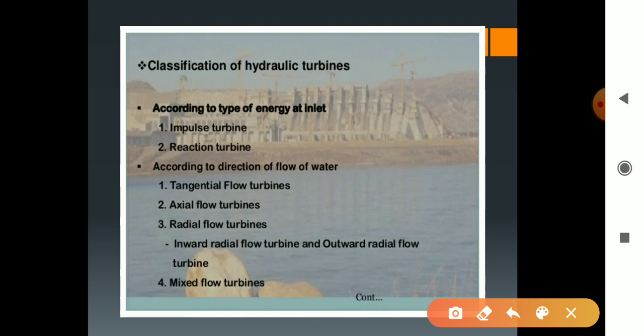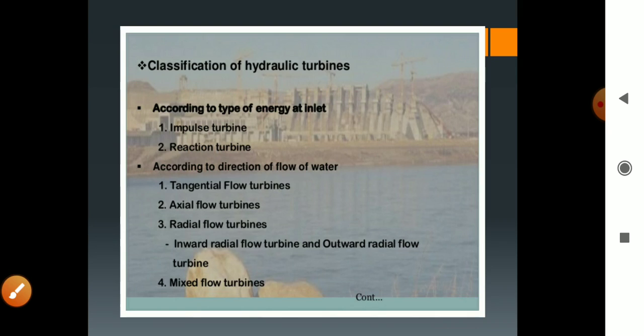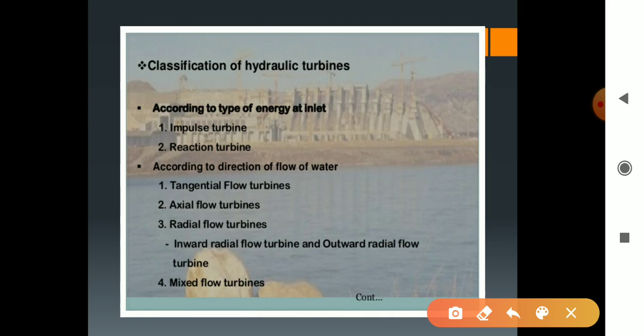We can classify the hydraulic turbines on different bases. The first classification is based on the type of energy at the inlet. So basically there are two types of turbine here. The first one is the impulse turbine and the second one is the reaction turbine.